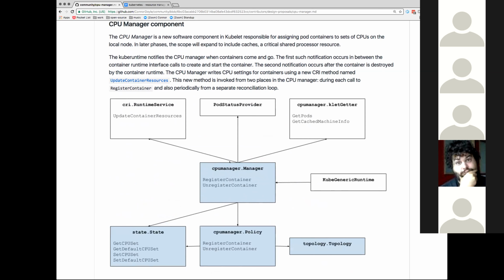So basically the CRI is called with this update container resources in two places. One is in register, and the other is part of a reconcile loop that runs, and that's basically how, in the case of the static CPU manager, the containers in the shared pool reconcile with the current CPU set for the shared pool. Sorry if that was a meandering description, but I hope it made sense.